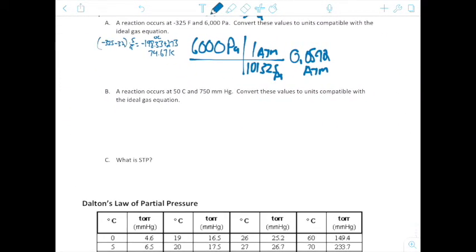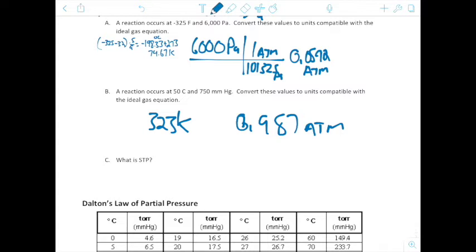Looking at B, it says a reaction occurs at 50 degrees Celsius and 750 millimeters of mercury. Convert these units to be compatible with the ideal gas equation. So the answers that we should get for this are 323 Kelvin and 0.987 atmospheres. Use the same techniques that we used above and see if you can get those answers.